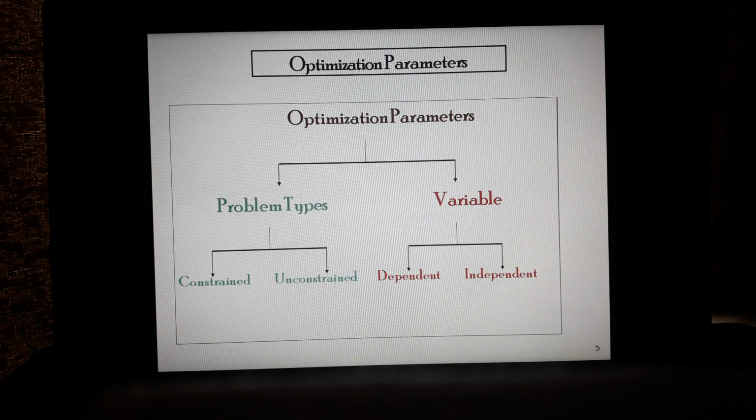These are some parameters by which one can make a formulation the very best one in terms of response. Optimization parameters generally fall into two categories, that is problem type and variable type. Problem type again falls into two categories, that is constrained and unconstrained, whereas variable falls into two categories, that is dependent and independent variables.